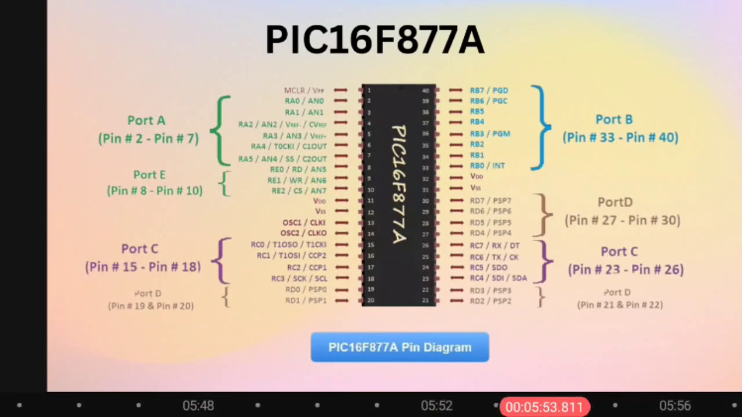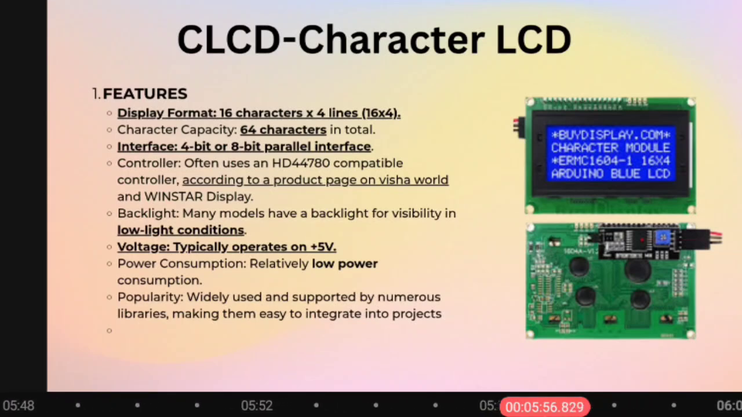So that's all. Next, we are going to see the CLCD display. CLCD means character liquid crystal display. In one line, 16 characters can be displayed at a time, and there are 4 lines in the CLCD display, so the total capacity is 64 characters. It can be interfaced in 4-bit and 8-bit parallel mode. There is a backlight for low light conditions and low visibility. The operating voltage of the CLCD display is 5 volts. It is popular to use in numerous projects and other things.